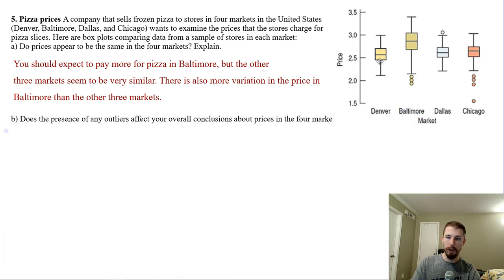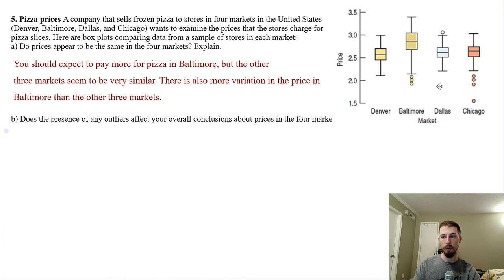Same thing going on with Denver. There were no outliers. But the question we were asking is, did the outliers change our overall view of what prices we would expect in these different markets? Well, unless you actually went to a store where they had one of those outlying prices, in general, the middle 50% is really consistent. And the middle 50% of Baltimore is almost entirely above the other 3. So these outliers are not really going to change the overall story that's being told.